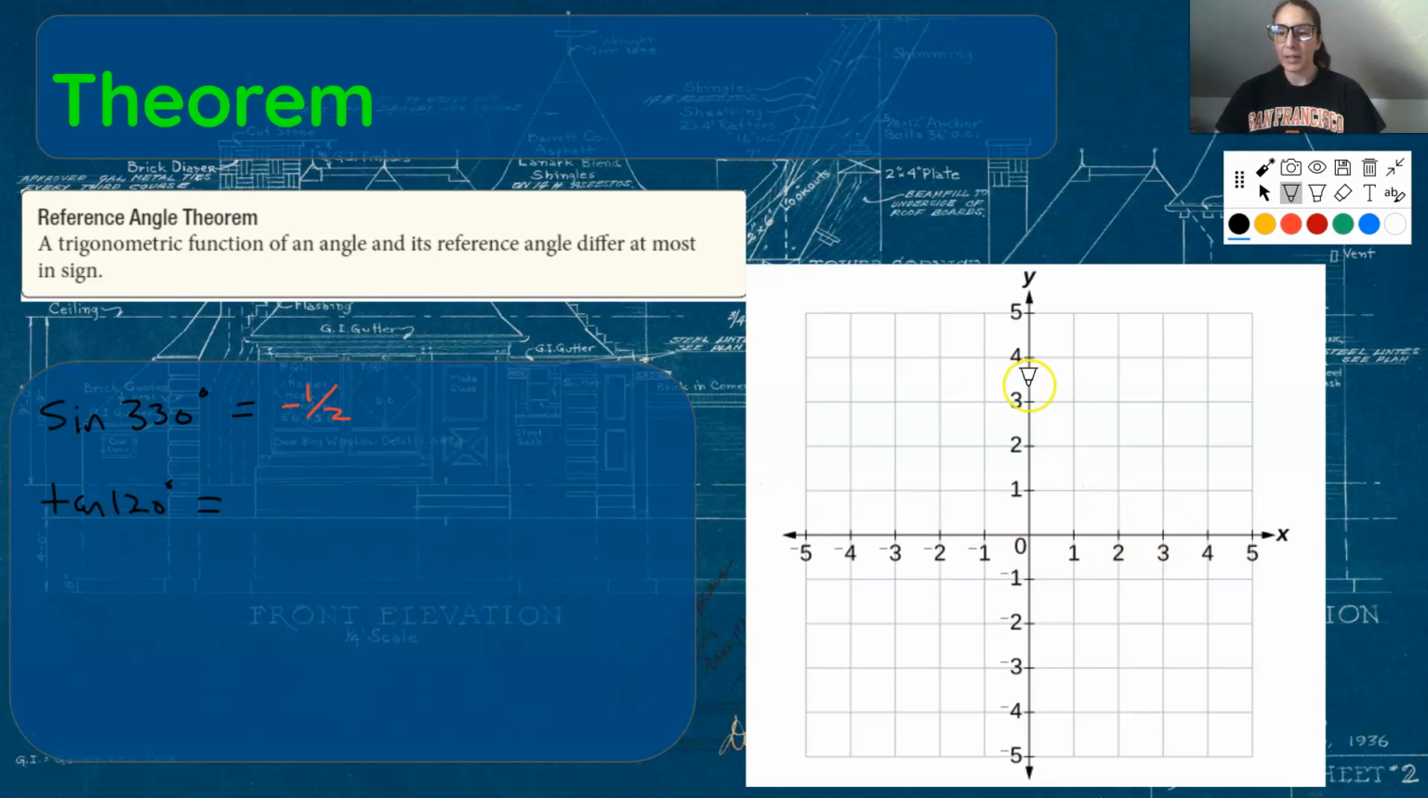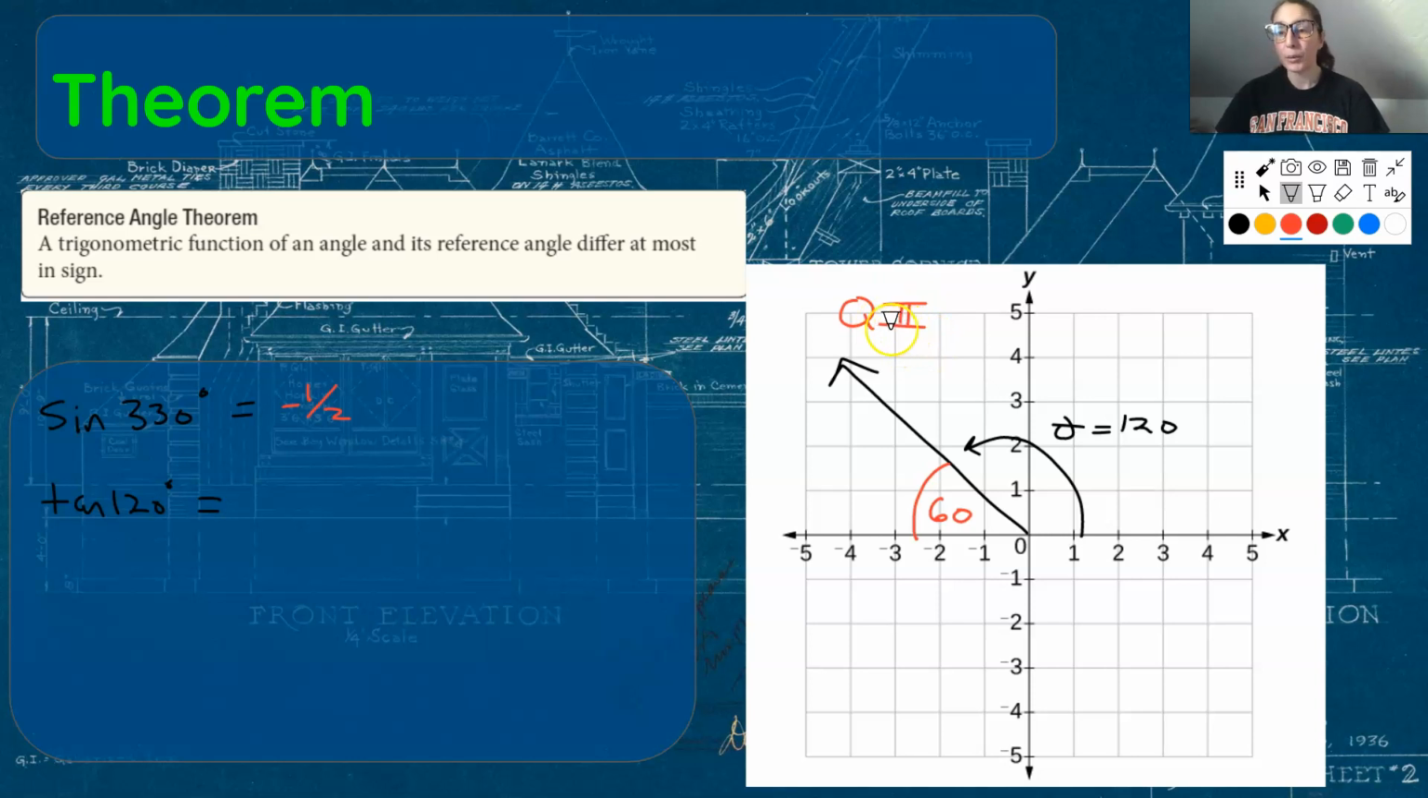So 0, 90, that's 180. So it exists somewhere in between here. So I know that theta here is equal to 120. Okay, so what is my reference angle then? If I went 120 and all the way is 180, 180 minus 120, my reference angle then would be 60. I am in quadrant 2.